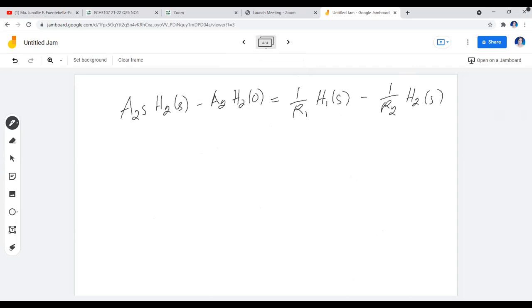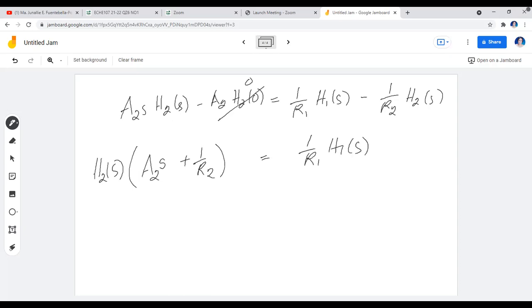Again, just like the first tank, at time 0, there's no change in the level of tank 2. So that would be 0. I'd like to place it in here. So I have A sub 2 S H sub 2, and if this one is transferred here, that would be plus 1 over R2. Then I'm factoring out the H sub 2 of S. Okay, that's my left side, and I'm left with 1 over R1 H sub 1 of S on the right.